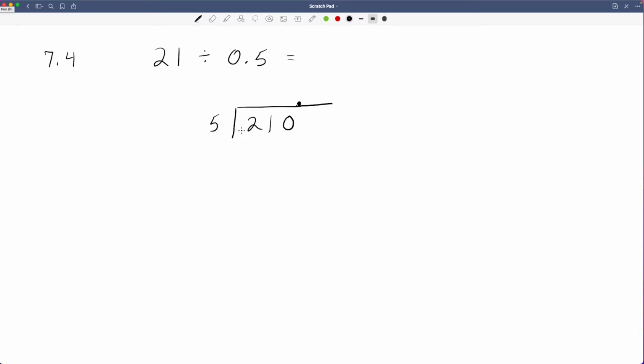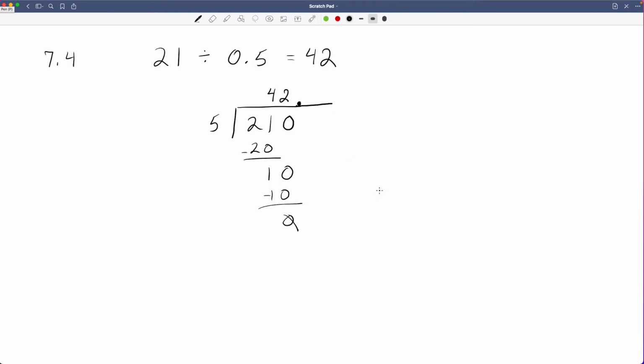So 5 goes into 2 0 times. We can't do it. But 5 goes into 21 4 times, right? Because 4 times 5 is 20. We subtract and we get 1. We bring down the 0. 5 goes into 10 2 times. 2 times 5 is 10. Subtract, and we have no remainder. So 21 divided by 0.5 or 5/10 is going to be 42.